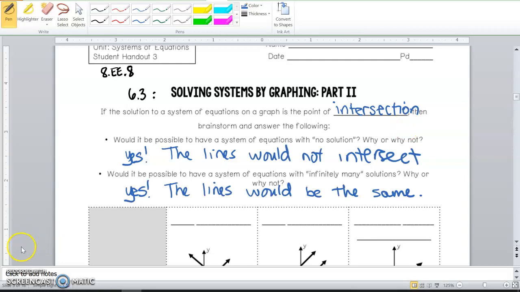So in the same frame of mind, a system of equations that has infinitely many solutions means that the lines would have to be touching at all the points. So the two different equations basically would just be the same, or on the graph, the lines would be overlapping each other. Let's take a look.